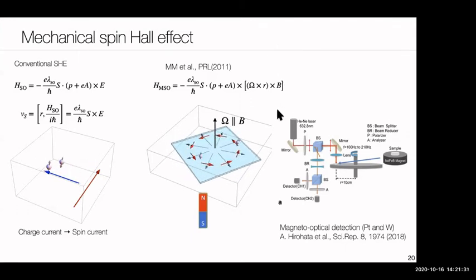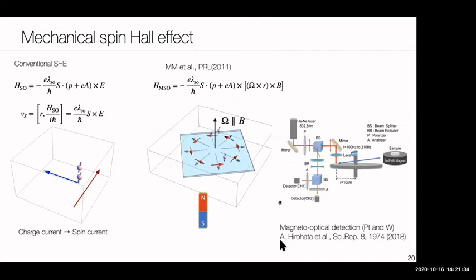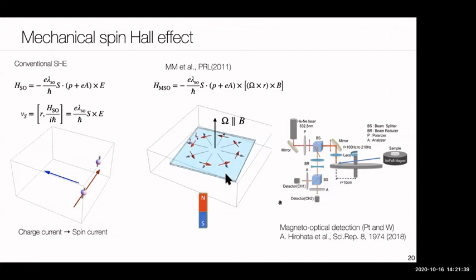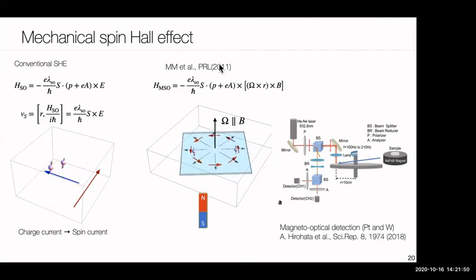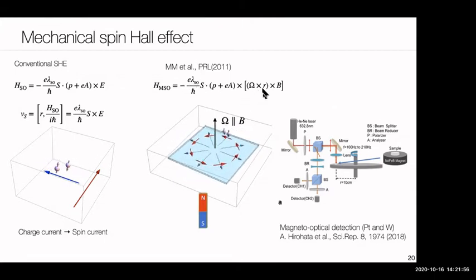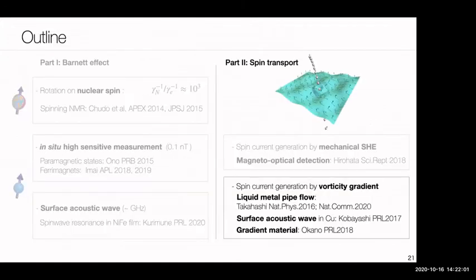Very recently, Professor Hirohata's group demonstrated this mechanically induced spin Hall effect by using the magneto-optical detection method for platinum and tungsten. In this mechanism, we need the strong spin orbit coupling and also the magnetic field. But in the following, we consider a purely mechanical origin of spin current generation.